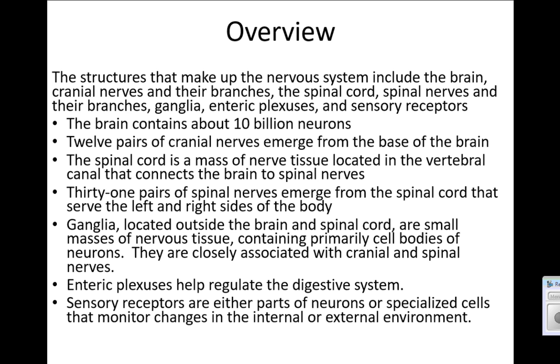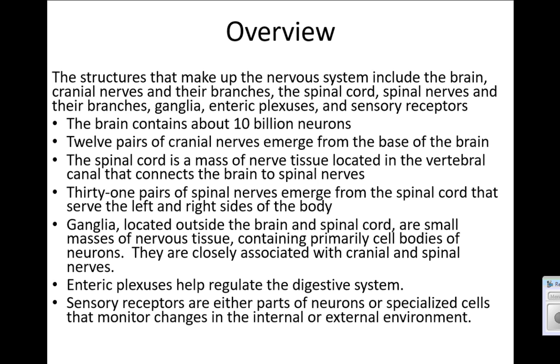There's a pair of cranial nerves that actually go from our brain all the way down into our abdomen, doing a lot of different things that relate to our various organs. They're located in our thoracic and abdominal regions. Extending off of the brain down through our vertebral canal, connecting our brain to the spinal nerves is a singular spinal cord, very complicated tissue that we'll talk about today and more so in our upcoming lectures. There are 31 pairs, so 62 total spinal nerves that are the major nerves of the nervous system, serving the left and right sides of the body.